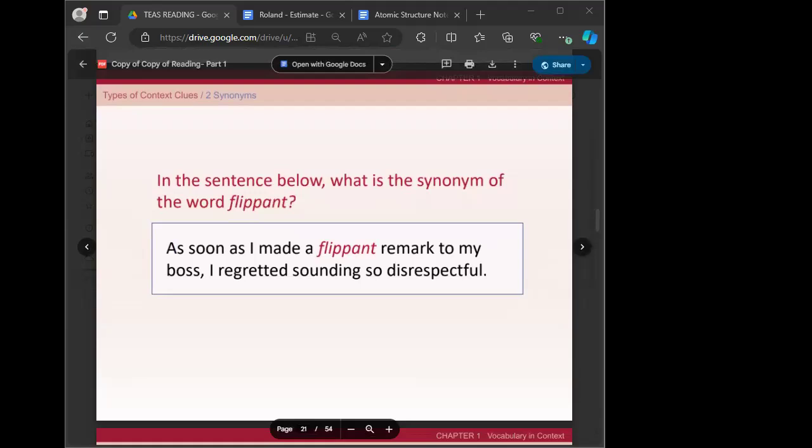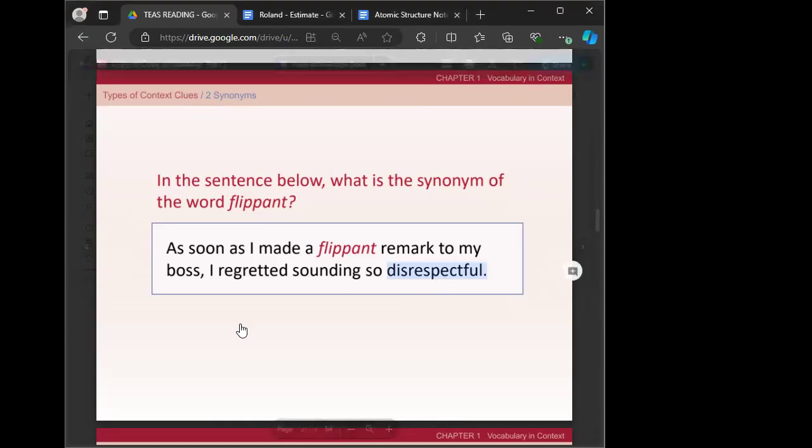Okay, here it says, as soon as I made a flippant remark to my boss, I regretted sounding so disrespectful. So we should be looking for a synonym of flippant. If we're looking for a synonym of flippant, the synonym would be regretted. Or I'm sorry, not regretted. It would be disrespectful.